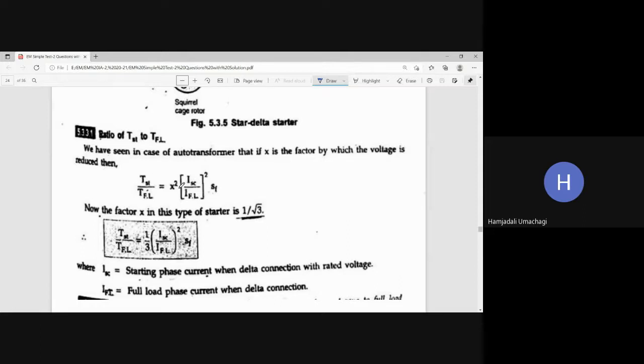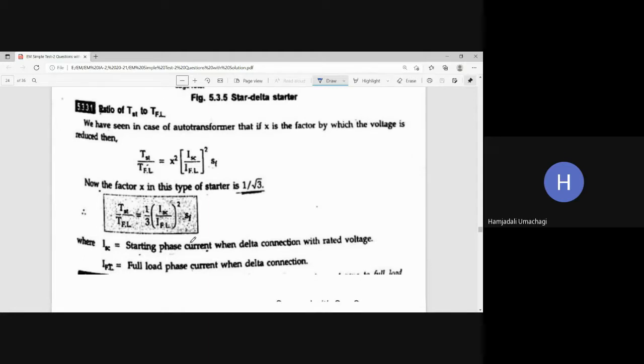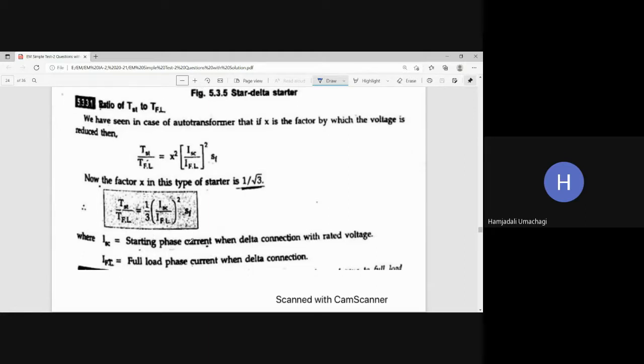So in this case, at the time of starting, voltage is reduced by 1 by root 3 times. So here we substitute the value of x as 1 by root 3. Then the ratio of starting torque to the full load torque is 1 by 3 times (short circuit current upon full load current) whole square into slip, that is SF. Here ISC is the starting phase current in delta connection with rated voltage, and IFL is the full load phase current in delta connection.